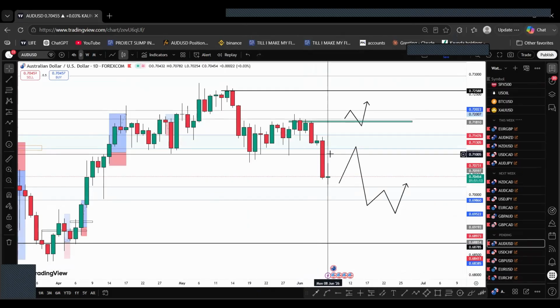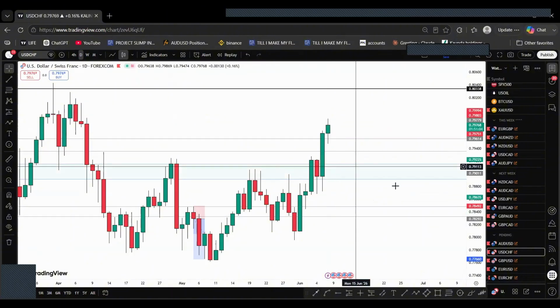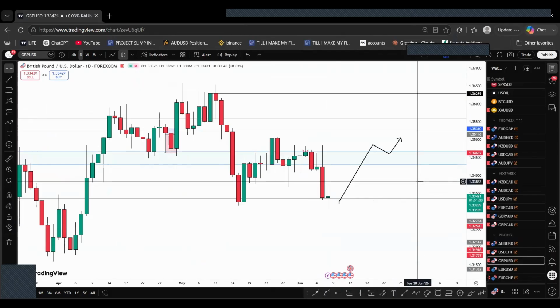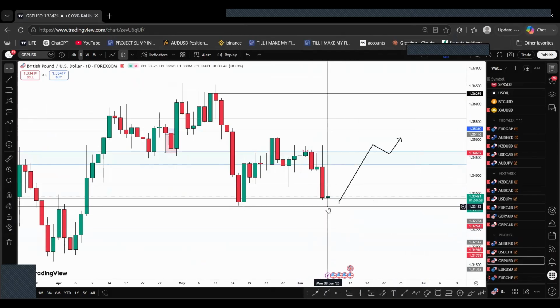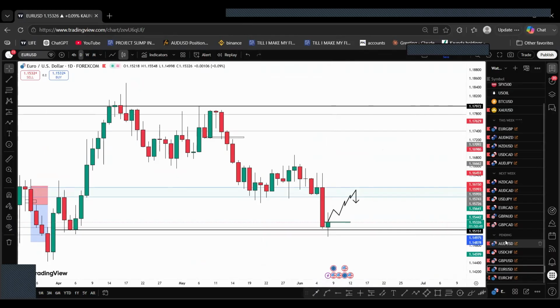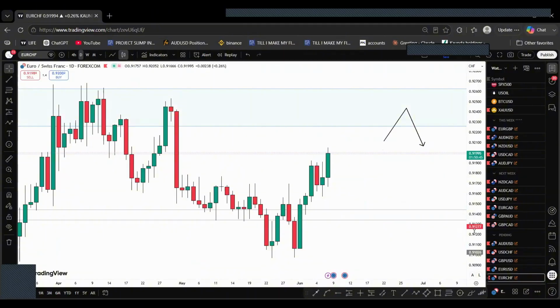AUDNZD, you can see price hasn't yet shifted. USD CAD, nothing interesting. GBP USD, we're almost at the shift, but not yet. EUR USD, the same thing. EUR CHF, still price is at the OG level.